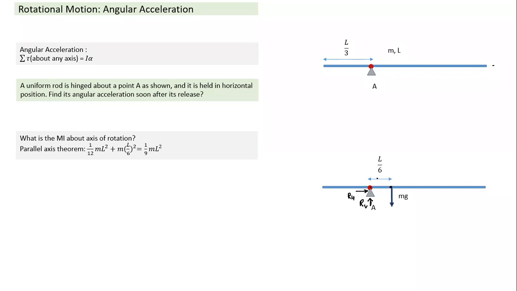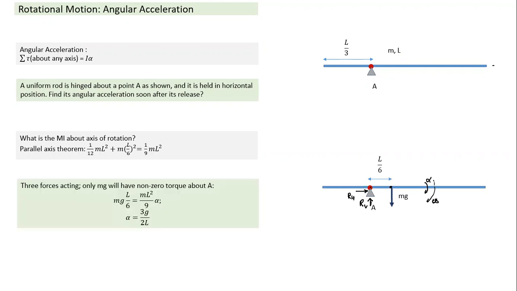Which direction is the torque acting? Alpha will also act in the same direction, and a little time later, the angular velocity acquired will also be in the same direction. So let's equate. Of the three forces acting, only mg will have non-zero torque about A. Mg into L by 6 is equal to the moment of inertia about the axis of rotation into alpha. So we can calculate that.